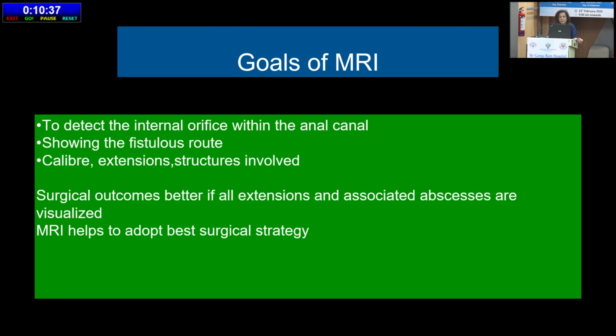So what is the role of a radiologist and what are the goals of MRI? It is basically to tell the surgeon where the internal orifice is. The external orifice is seen clinically, you're not interested in that. We show you the exact fistulous route, the caliber of the fistula, whether there are any extensions, and whether any other adjoining structures are involved. If the surgeon knows all of this, there are of course very good surgical outcomes. So MR is helping the surgeon to adopt the best surgical strategy.